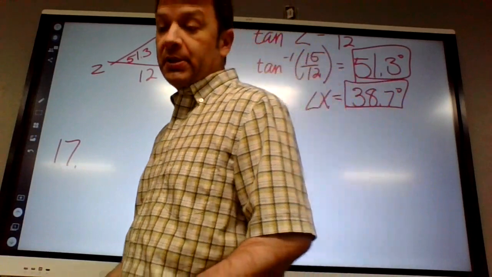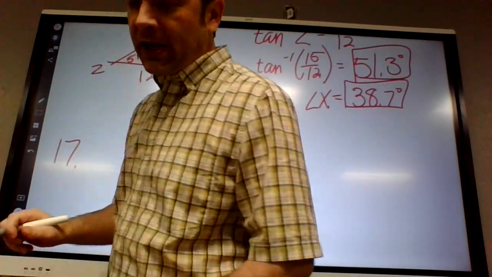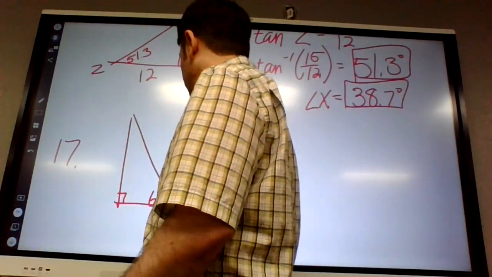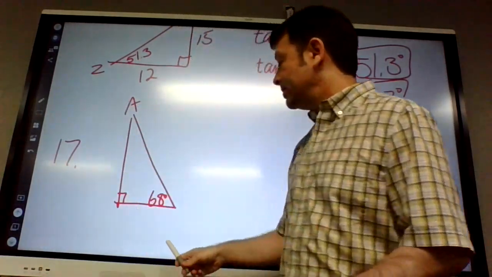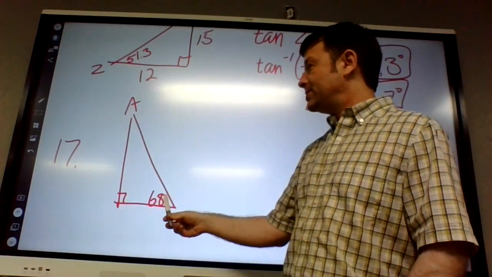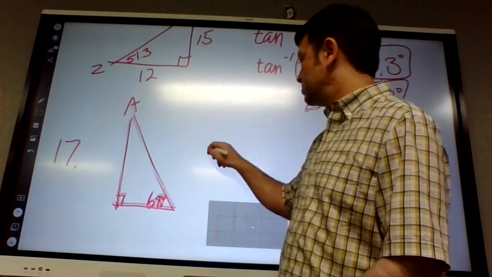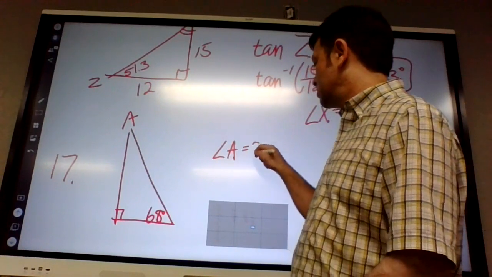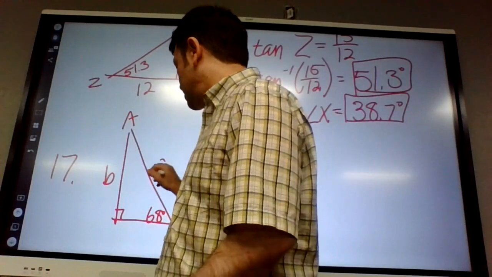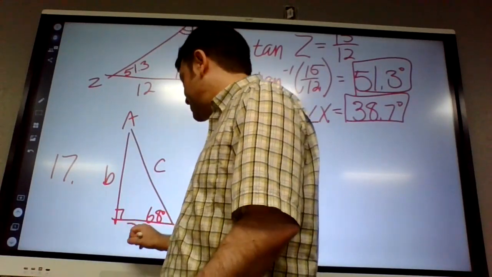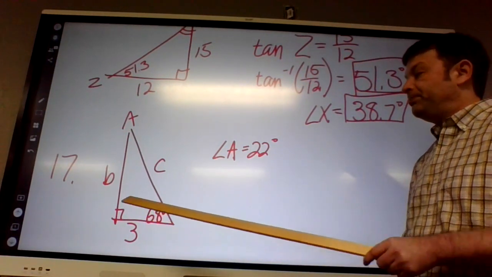Number 17. Okay, 17 is the other kind where they have one of the acute angles given. So that means finding the other angle is going to be easy. Angle A is going to be 90 minus 68. So it's just 22. And then we also need B and C. The bottom is 3 miles. Alright. So starting with side B, I guess.